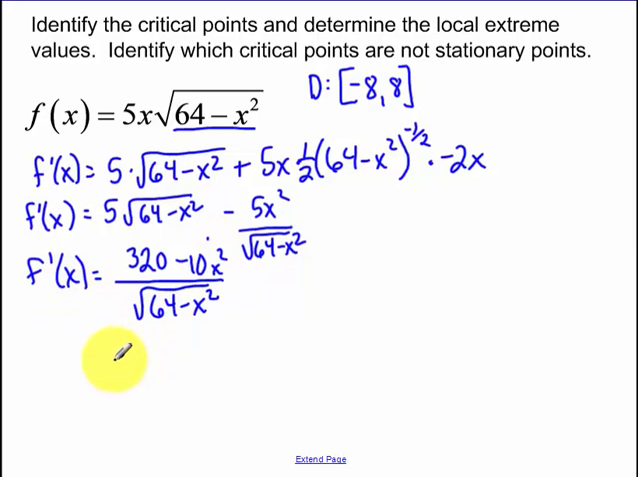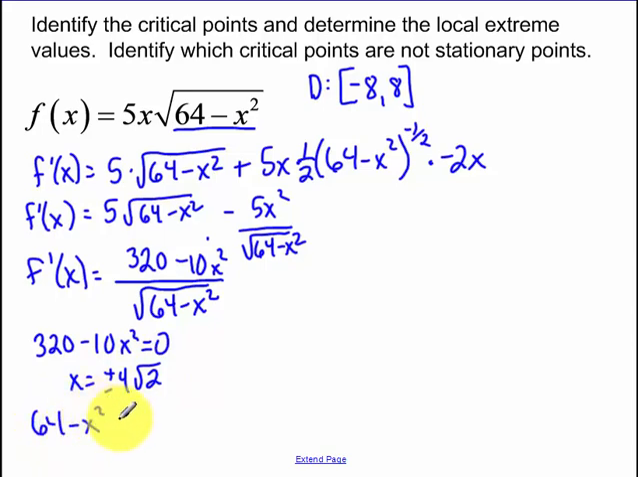So now let's look at this. Okay, you set your top equal to 0. That is where you're just going to have a stationary point. And this happens by subtracting the 320 over, dividing by -10, at plus or minus 4 root 2. You set your bottom equal to 0, and that gets you the points where you are critical, where your denominator is undefined, and that's positive or -8. But I already knew that from my domain restriction.